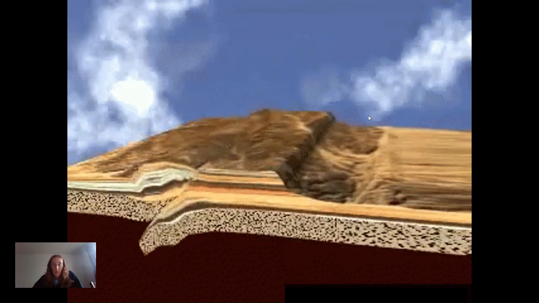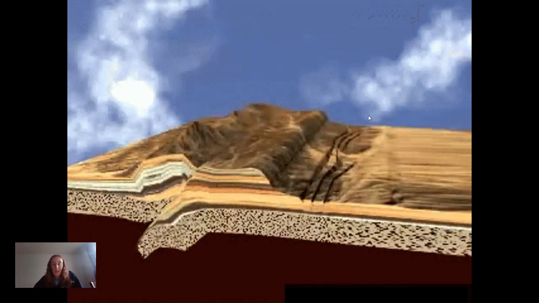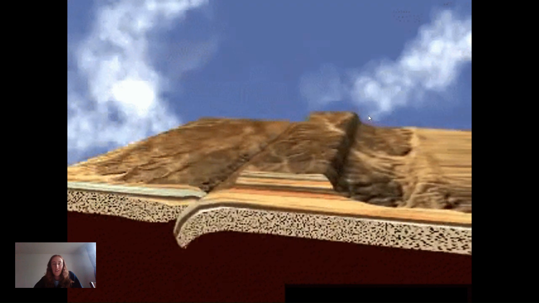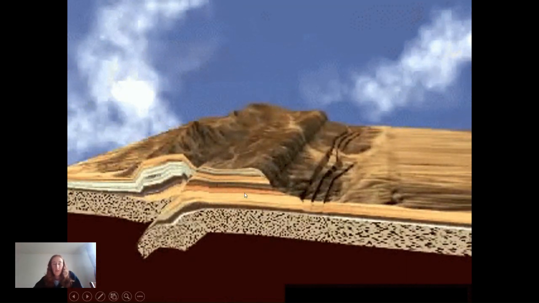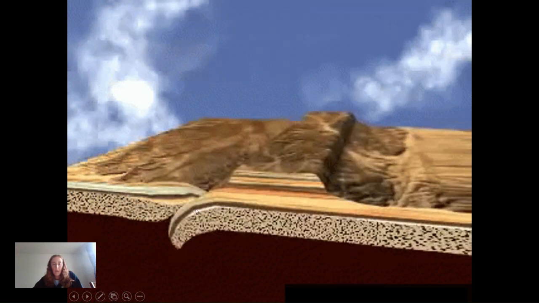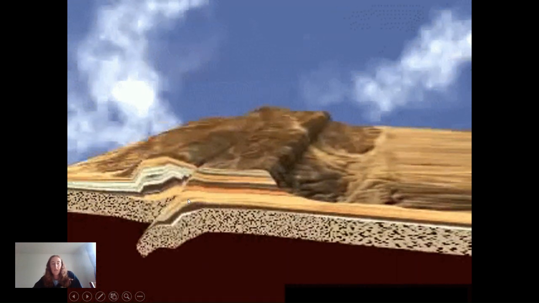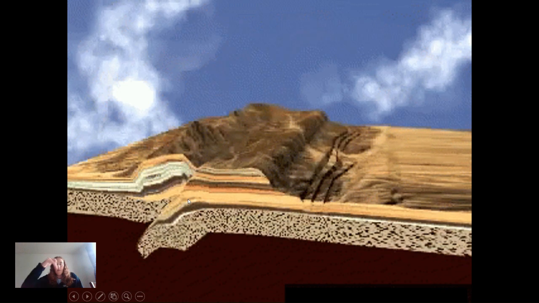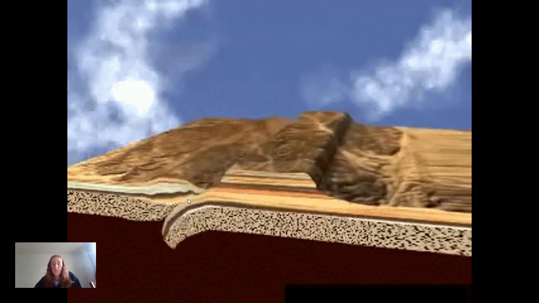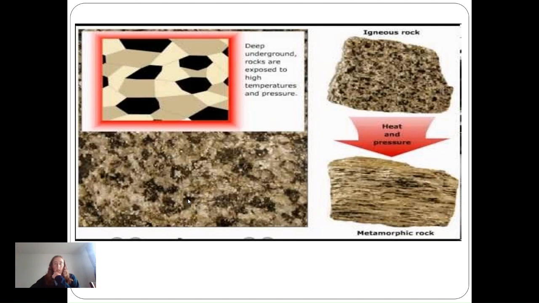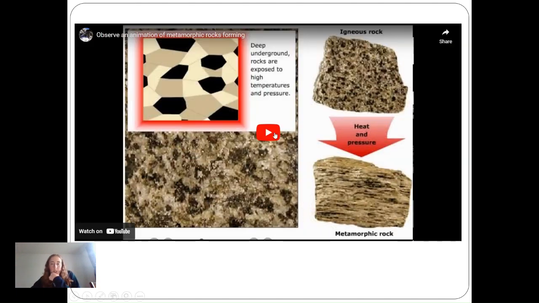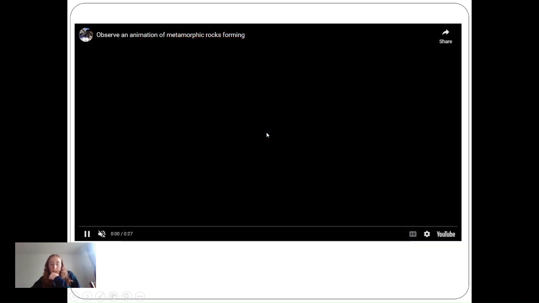So here's a visual for you. It's grainy, but we have this collision between two continental plates. And if you look at the layers, you can see that they go from nice flat layers, and then they'll turn into kind of these folded, deformed shapes during this collision. All right, another animation just to show you what I'm talking about.